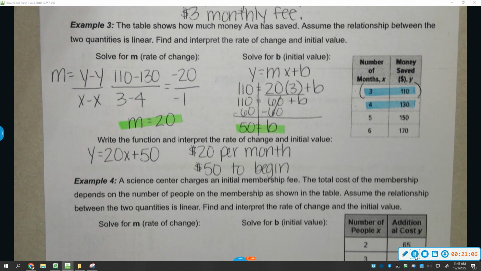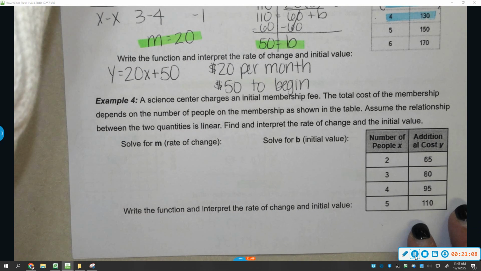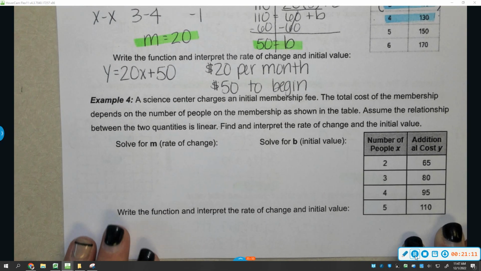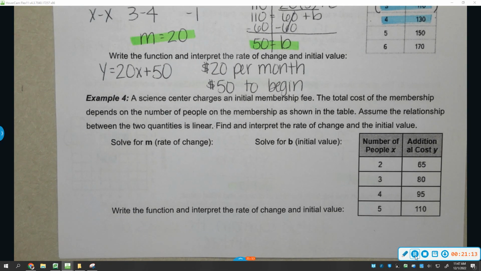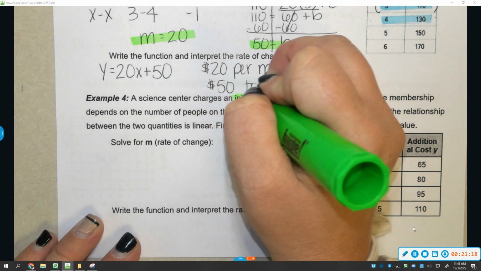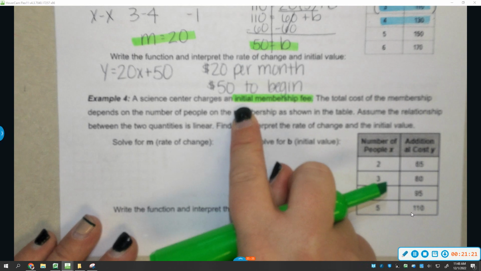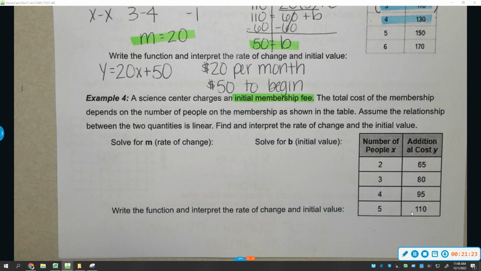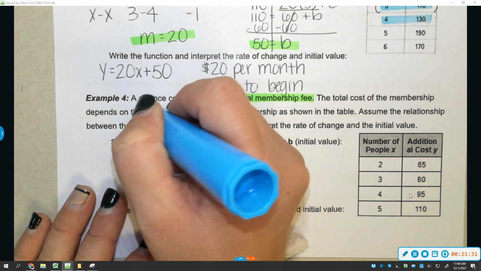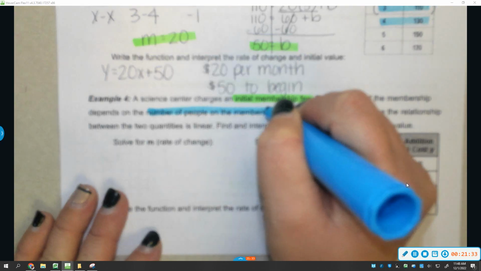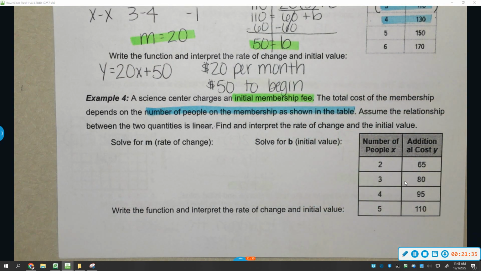All right, so we'll get through example 4, and then we'll start with got it problem B in lab. Example 4 says, a science center charges an initial membership fee. Notice that's really nice because it even uses the word initial in it. The total cost of membership depends on the number of people on the membership as shown in the table. Assume the relationship between the two quantities is linear. Find and interpret the rate of change and initial value.